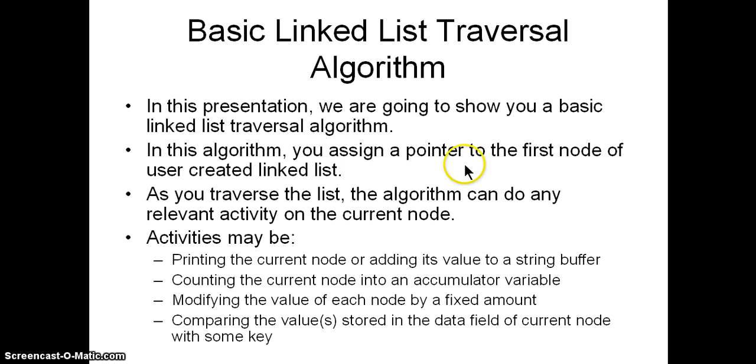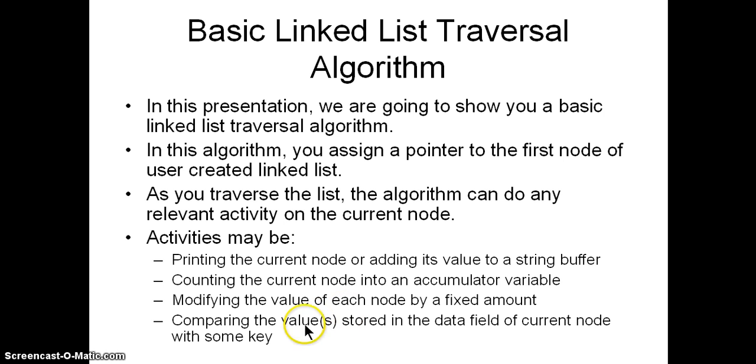In this algorithm, you assign a pointer to the first node of the user created linked list. As you traverse the list, the algorithm can do any relevant activity on the node. So what is the purpose of traversing a linked list? Because you want to do something on each node. These relevant activities may be printing the current node or adding its value to a string buffer, or counting the current node into an accumulator variable when you want to count how many nodes are there in the list. Or one could modify the value of each node by a fixed amount.